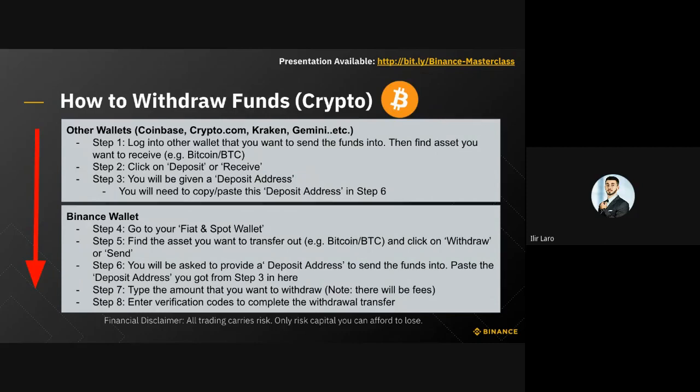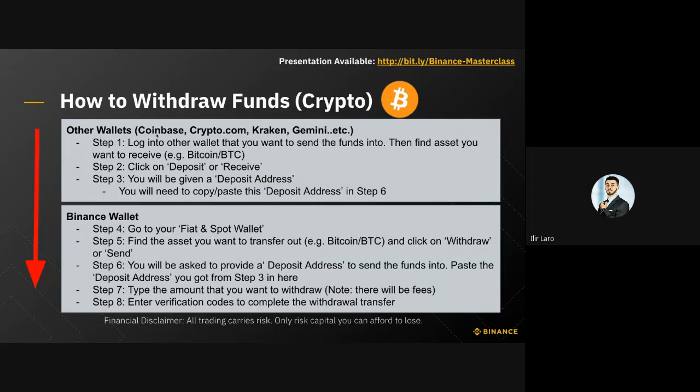Now, moving on to the next section, which is how to withdraw funds with crypto. Essentially mirroring the deposit, it's pretty much the other way around for withdrawal. You start with your other wallets. For example, you log into the other wallet that you want to send the funds into.